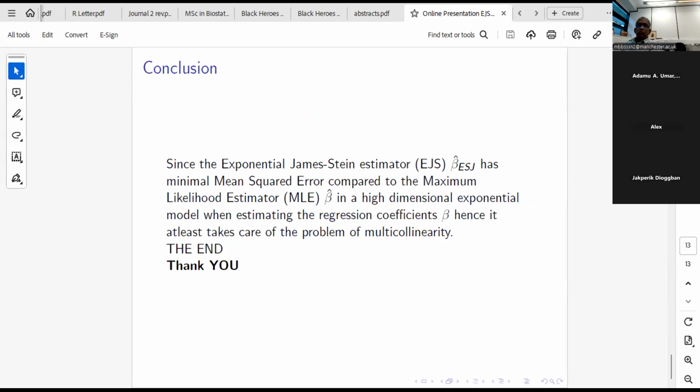Conclusion: since the exponential James-Stein estimator has minimal mean squared error compared to the maximum likelihood estimator in a high dimension exponential model when estimating the regression coefficients beta, this will mean that since multicollinearity affects the mean squared error, shrinking the maximum likelihood estimator would actually take care of the problem of multicollinearity. That's where the presentation ends.